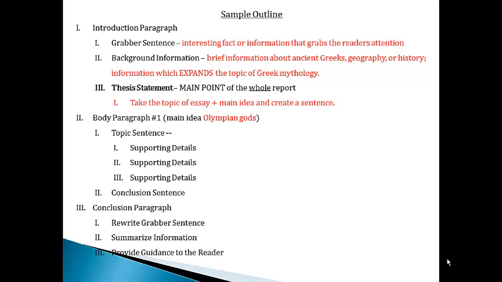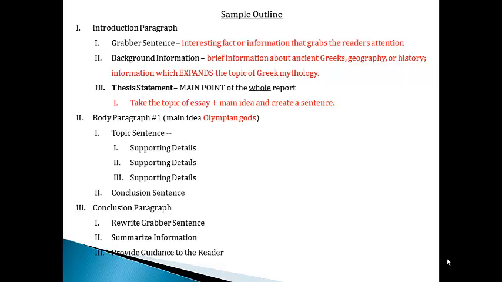So here's the outline for your introduction paragraph. Your first sentence needs to be a grabber sentence. You've got to hook your reader into your particular research report. If you can't hook them in, you're likely not going to be able to get their attention, and they're not going to read any further. So I didn't really emphasize too much. I just put an interesting fact or information that grabs the reader's attention. I'll find that when I start writing here in a minute.